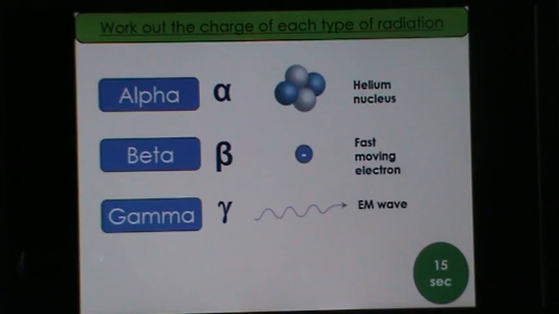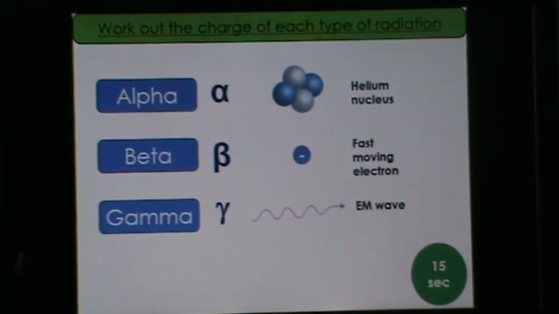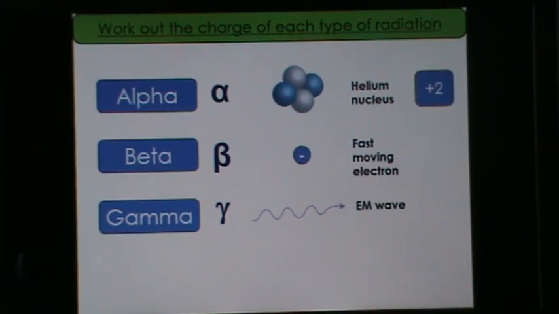Next task for you is to try and work out the electronic charge of each type of radiation. So does each one have a positive charge, a negative charge, or is it neutral? 15 seconds, starting from now. And here are the answers. Alpha has a +2 charge because it contains 2 protons. And if you remember from earlier, protons are positive. Beta has a -1 charge because beta is just made up of a single electron, and electrons are always negative. Gamma, however, has no charge. It is not a particle, therefore cannot carry a charge. It is just a wave.